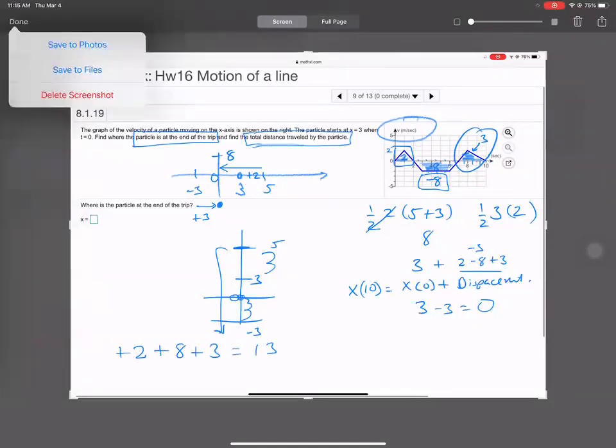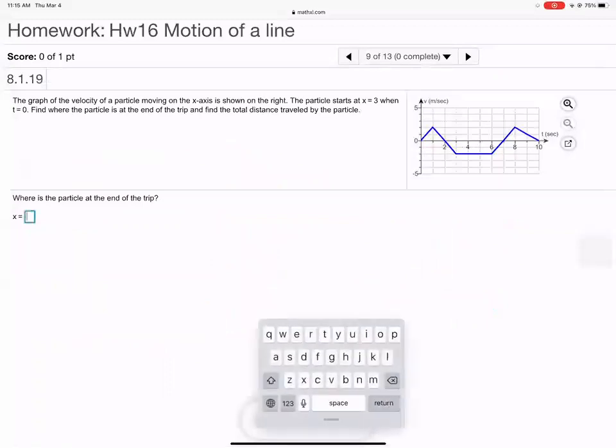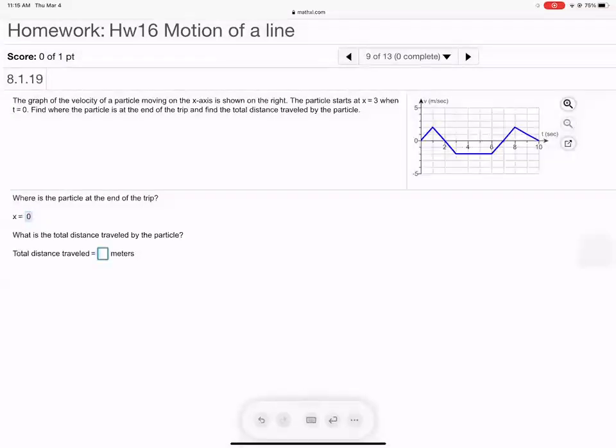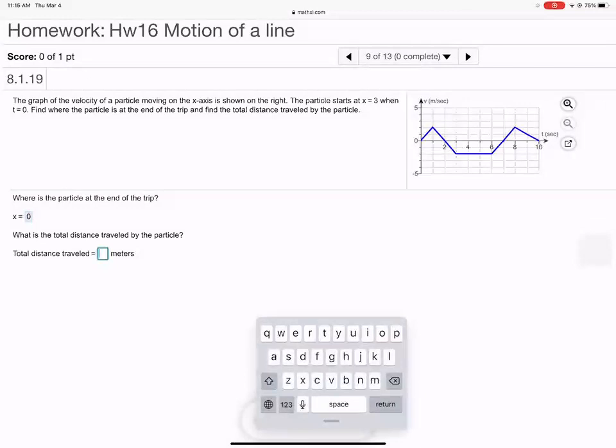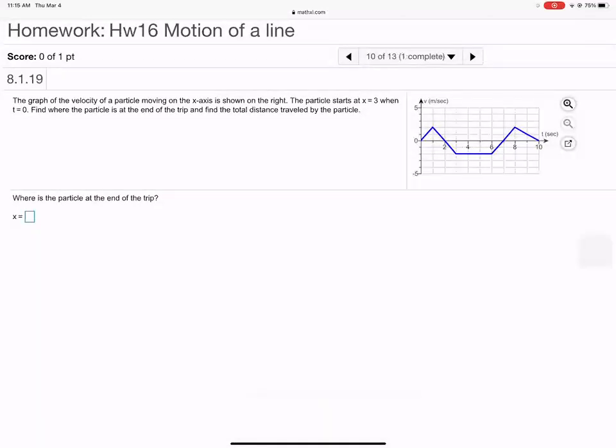Okay. I think these are fun once you kind of get the hang of it. So where's the particle at the end of the trip? I'm going to write it's 0. Yeah, fantastic. And how far did we travel? We traveled a total of 13 meters. Fantastic. Yay. And then the next question is very similar.